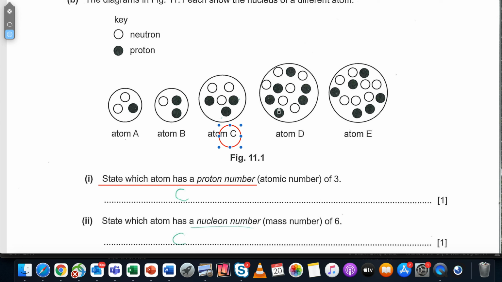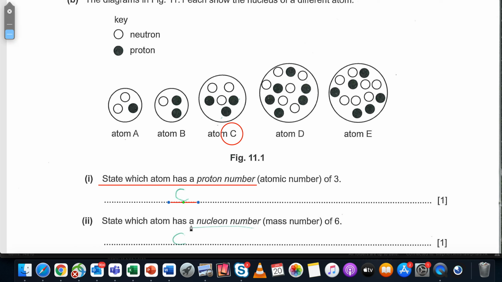We'll do a little confirmation: 1, 2, 3, 4, 5, 6. Well, that's 6 there and 6 again. Let's remember that, 6 and 6. And therefore, the one with the proton number of 3 is going to be atom C, because atom C has got 3 protons.